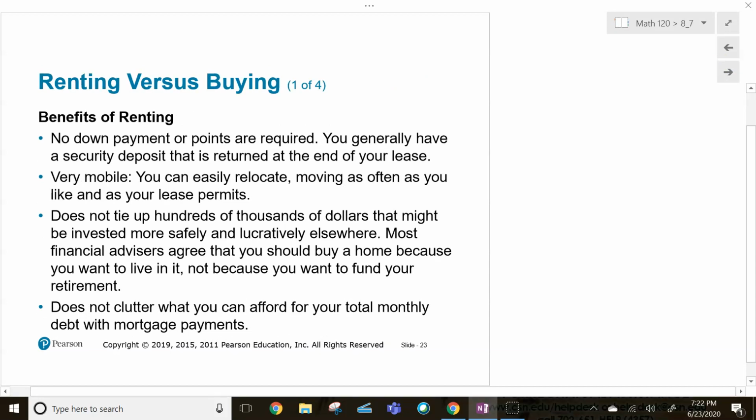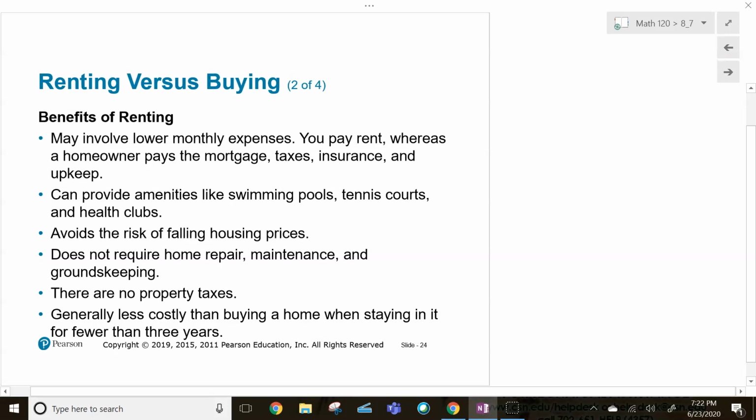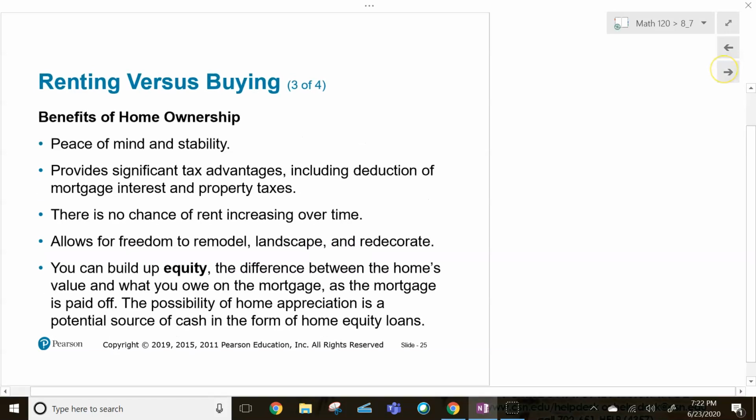Well, here's some benefits of renting. I'll let you go ahead and read those, but renting, obviously some advantages is there's no long-term commitments with that. You don't have to pay for house maintenance, taxes, things like that. Some other benefits, you avoid the ups and downs of the market at times.